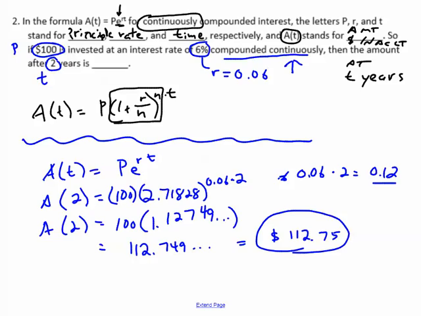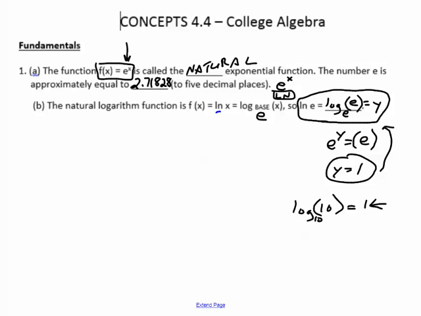Alright, so we're talking once again about concepts in 4.4. 4.4 talks about the natural log. And we talked about the natural log being the log base e. e is 2.71828. Not so important to memorize that, because we can find it on the calculator by simply using the e to the x power button on our calculator.